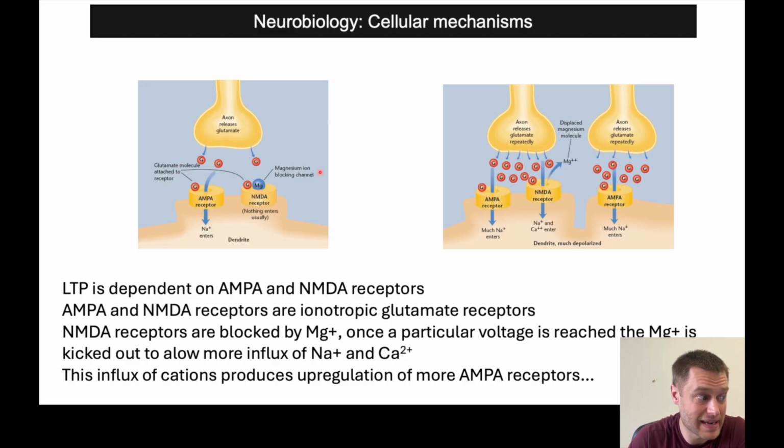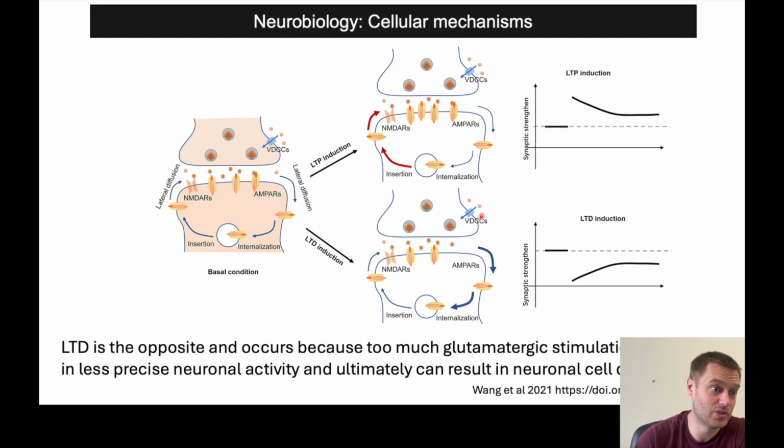That then kicks out the magnesium ion from these NMDA receptors, which then allows the influx of sodium and calcium when glutamate is around, which then causes the upregulation and the increased excitability of the neuron by increasing the amount of AMPA receptors. Because if we have more AMPA receptors, that means we have more opportunities for glutamate to bind to them, which gives us more opportunities for the influx of sodium. And remember, an influx of sodium results in an increase of neuronal activity, or excitement at least, of neurons.